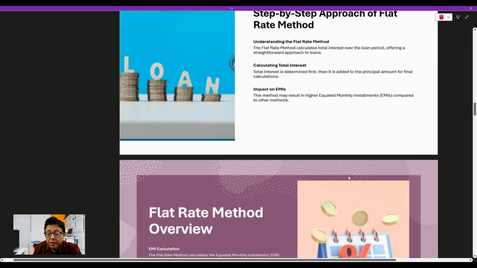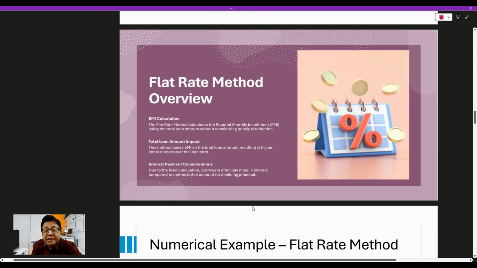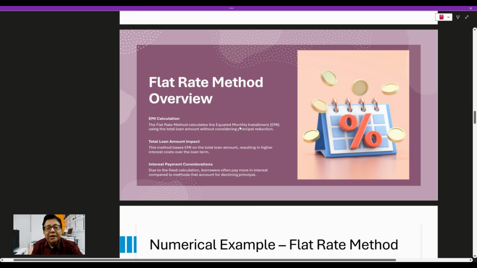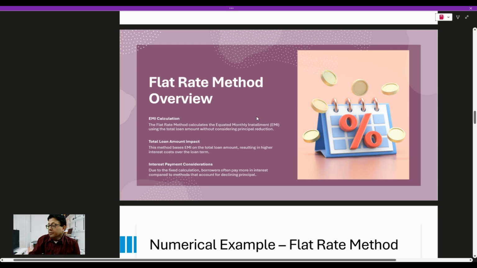What you do there? On the amount you have borrowed, you will calculate the interest for the entire period and then divide that by number of installments. Okay? This calculates EMI, monthly installment, using the total loan amount without considering principal deduction. Here the main problem is the reduction of your principal, you won't be able to understand. This principal deduction is not possible here.